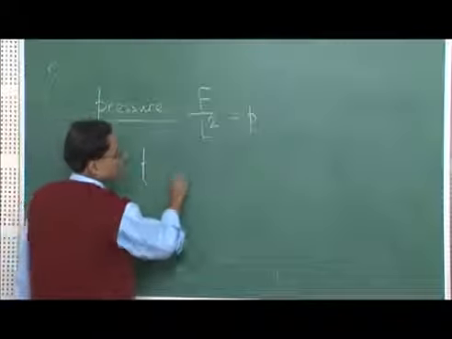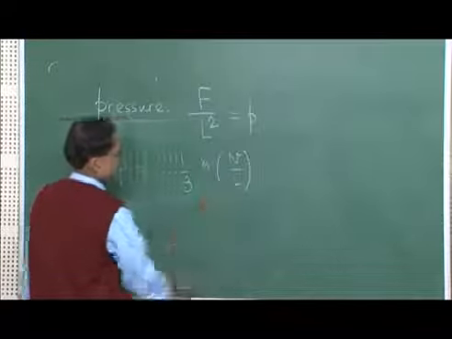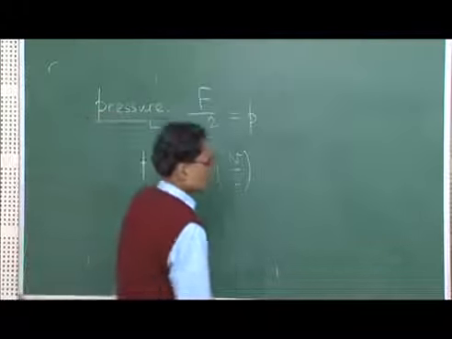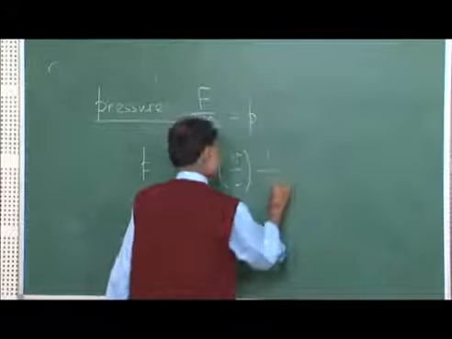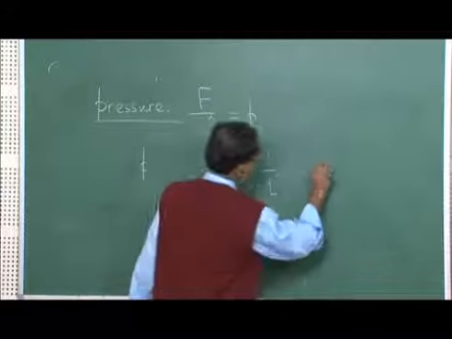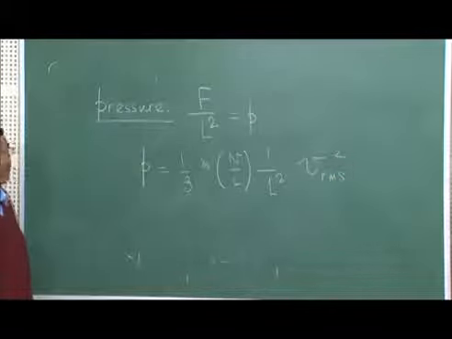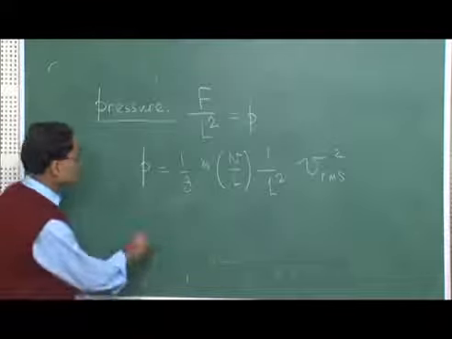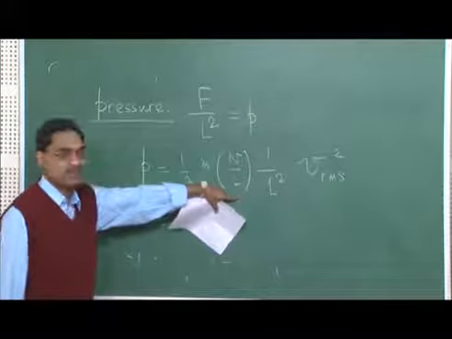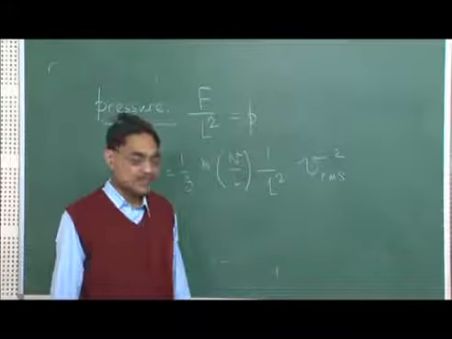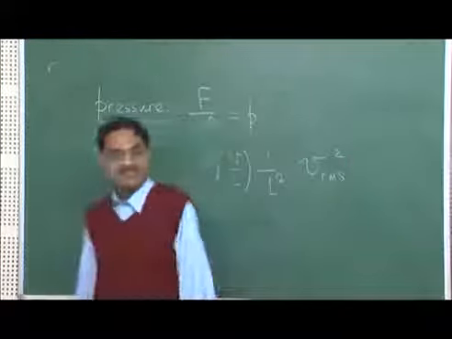Pressure is 1/3 m N over L, divided by L square, and then Vrms square. This is my expression of pressure. And now see, we have come to something very interesting. M into N divided by L cube. L cube is the volume of the container. What is small m times capital N? That gives me the total mass.